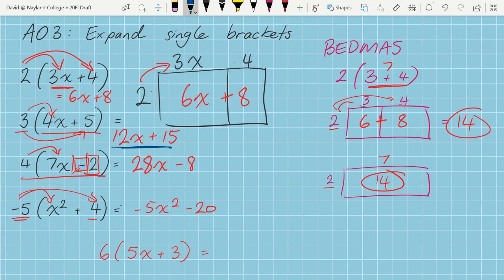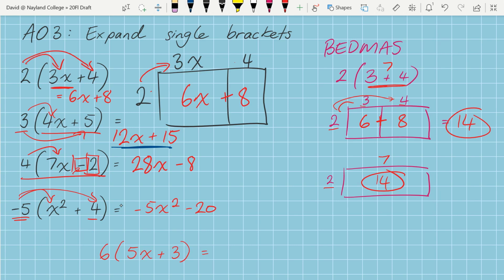Worthwhile briefly discussing the fact that if this was minus 5x squared minus 4, well, then the answer would be slightly different. It would be minus 5x squared plus 20, because those two negatives cancel each other out. Two negatives make a positive. But anyway, so that is expanding.